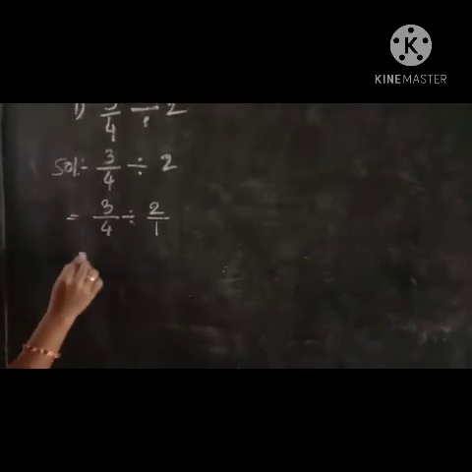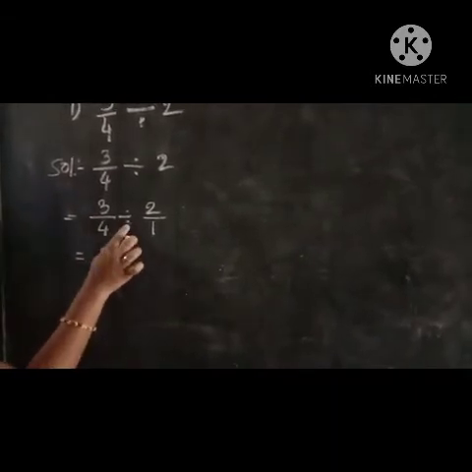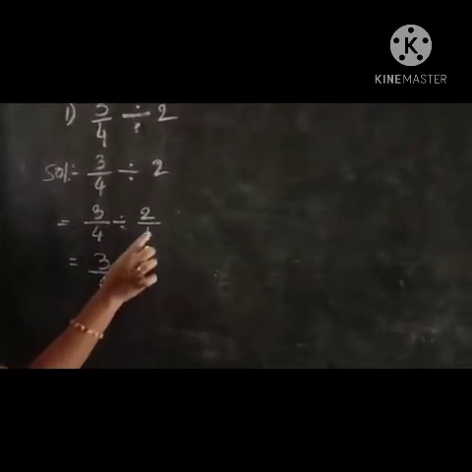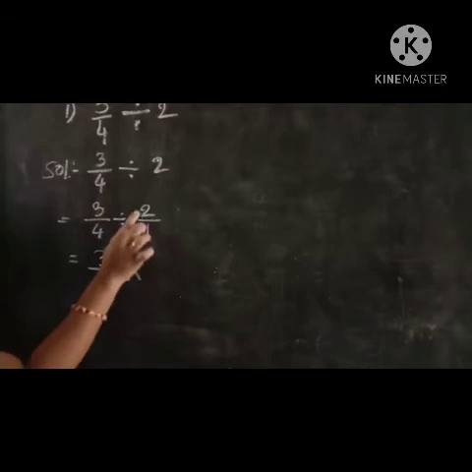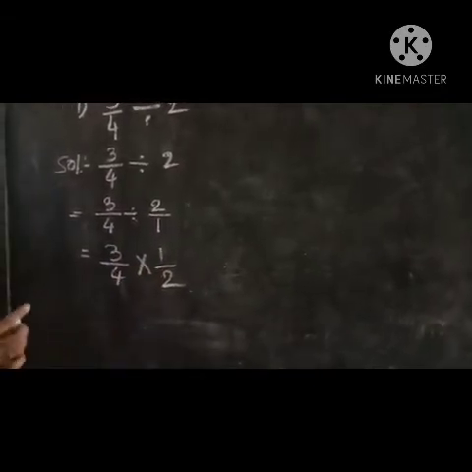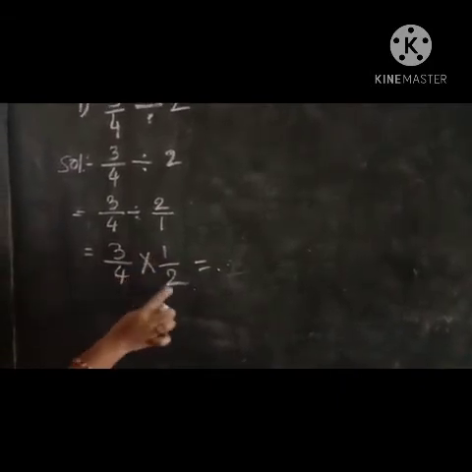Again, see children, what we have to do? 3 by 4 we have to write the same. Next, we have to convert this division symbol into a multiplication symbol, and we have to do the reciprocal now: 1 by 2. And next we have to multiply the numerators and denominators.